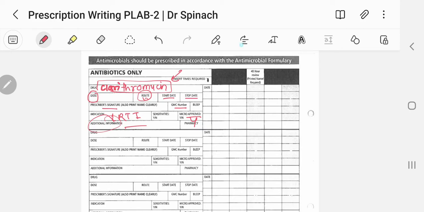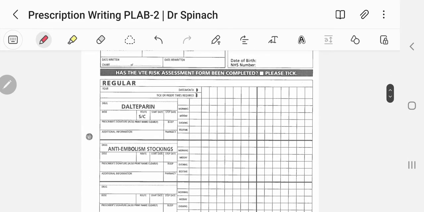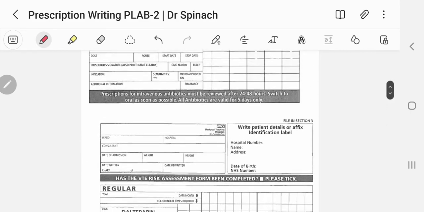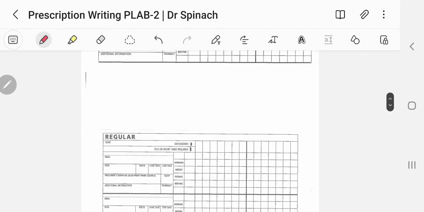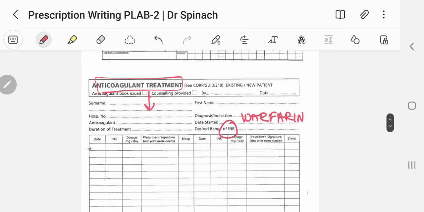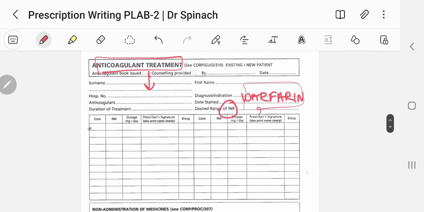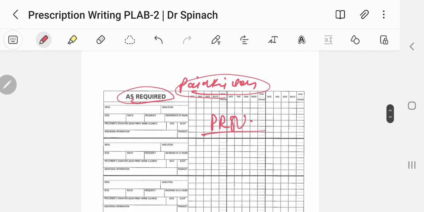Okay. The next thing that you're going to fill in after the antibiotics is the new medications, basically the new medications in the regular drugs. So you will write all the regular drugs, and the new drugs, and then you will go to the anticoagulants part. So you will prescribe warfarin as and when needed, and also the desired INR, the range of the desired INR, which would be given in the question. Everything regarding this treatment will also be given in the question. And finally, you're going to write the as required drugs.